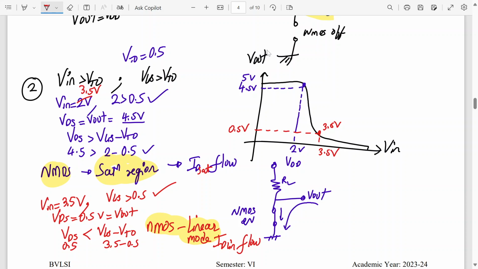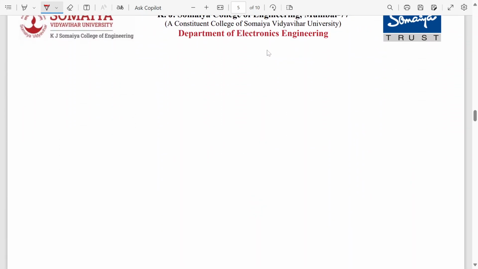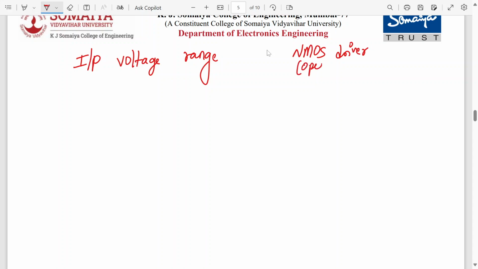Alright. Now I will tell you the input voltage ranges. Did you understand the whole working with numbers? Now write this down, the table. Input voltage range, NMOS driver operating mode. Let's go, in the first case the input voltage range is V in less than VTO.